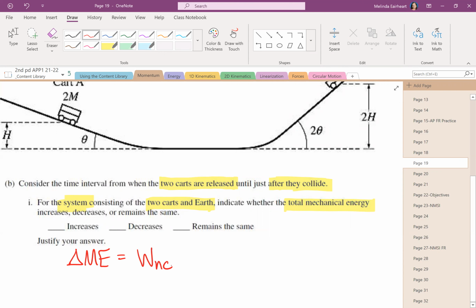When you include the earth, are there any other non-conservative forces doing work? No, it's all frictionless. We said normal force is perpendicular, so it's not going to do any work. Remember, for work, it's got to be parallel. And so we don't have any non-conservative work. Work done by normal would be 0. Work done by friction is 0. Gravity's included since the Earth is included. What about the force the two carts exert on each other? The applied force at the hit.